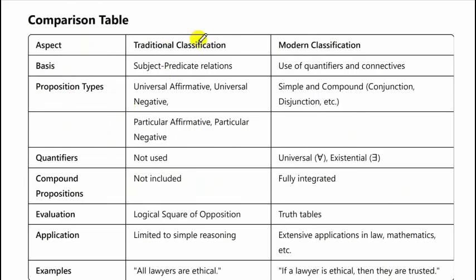Traditional classification is concerned with subject-predicate relations, whereas modern classification uses quantifiers and connectives. Traditional classification uses proposition types like universal affirmative, universal negative, particular affirmative, and particular negative. Whereas modern classification proposition types include simple and compound. Compound is further subclassified as conjunction, disjunction, etc.